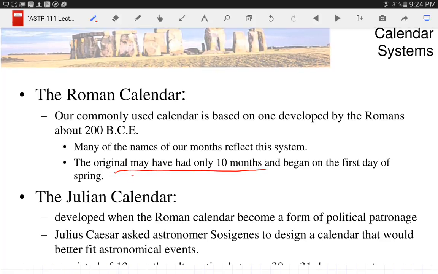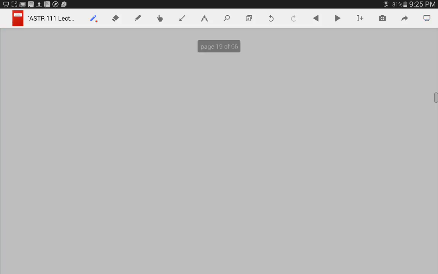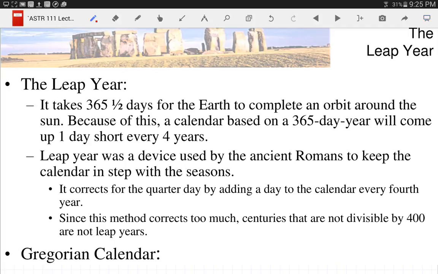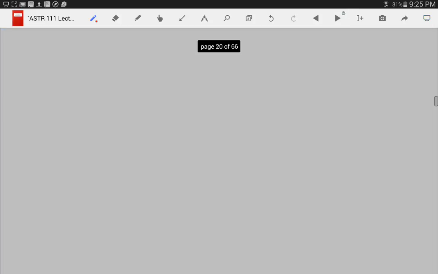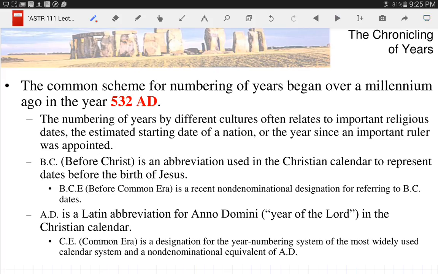Here's that statement. The original may have had 10 months. We just don't know. And here's the leap year thing that we talked about, so we've got that covered. I've talked about the AD versus CE thing. But one thing that I find interesting, I have to go back to graduate school.